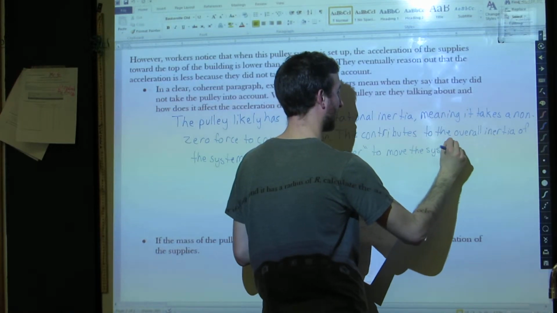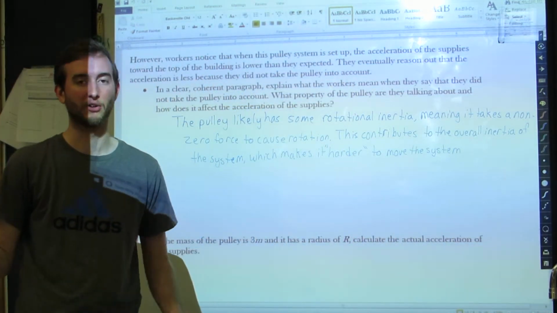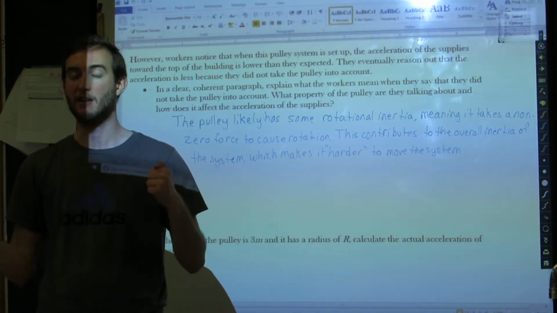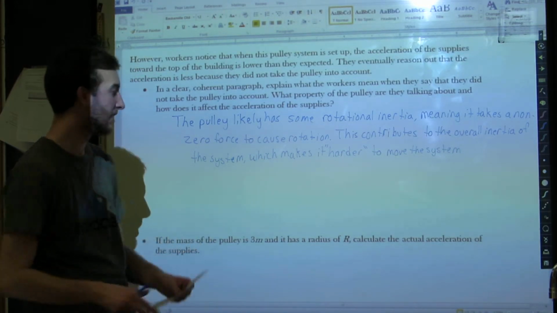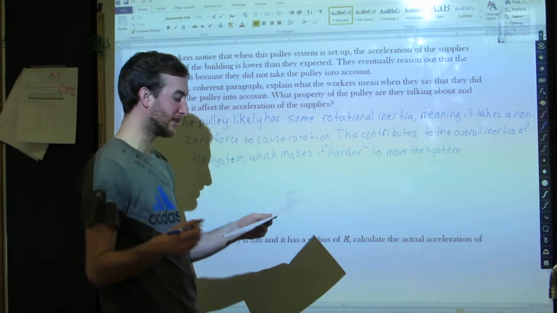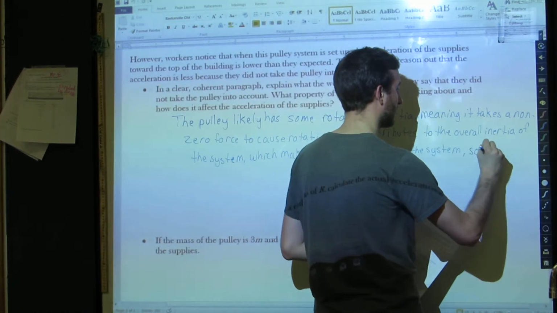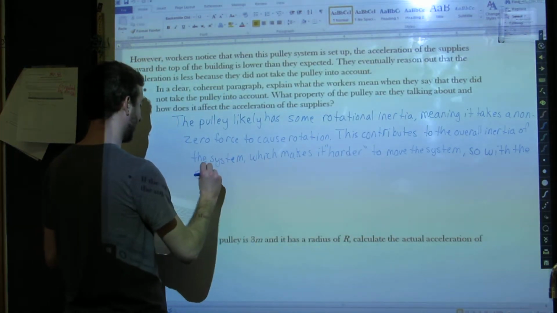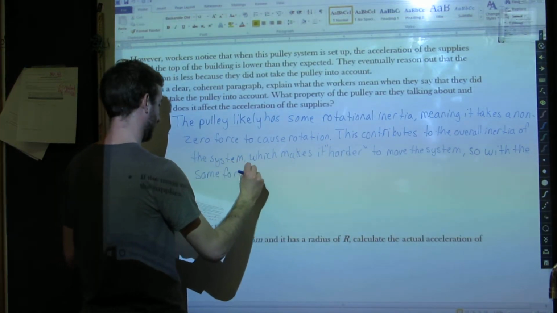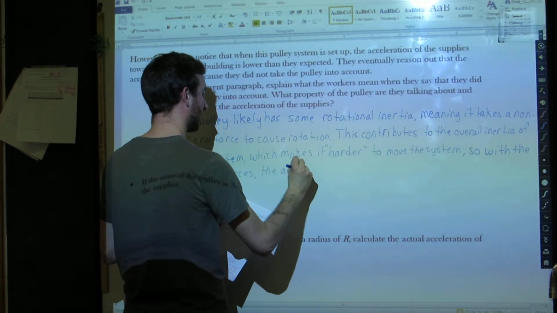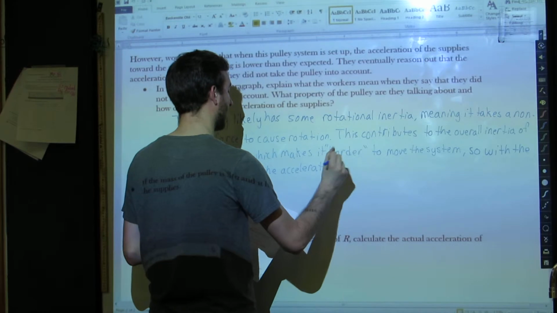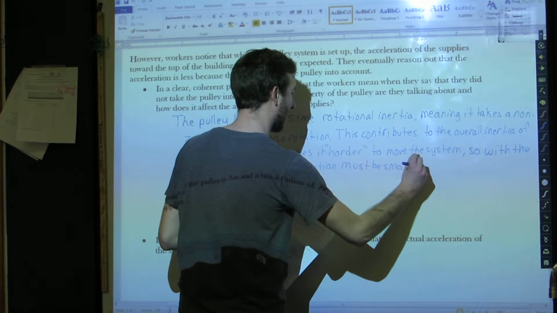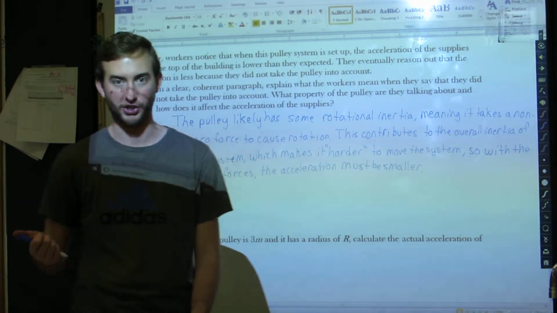This is kind of like if we were just talking about something moving linearly, dumping more mass onto it, okay? Putting more mass on the object, it's harder to make it move, harder to make it accelerate. If you put the same forces on there, it will accelerate less. So we've made it harder to move the system. So, with the same forces, the acceleration must be smaller, just as the workers found. Seems like it makes sense. We didn't take into account the pulley has some rotational inertia.